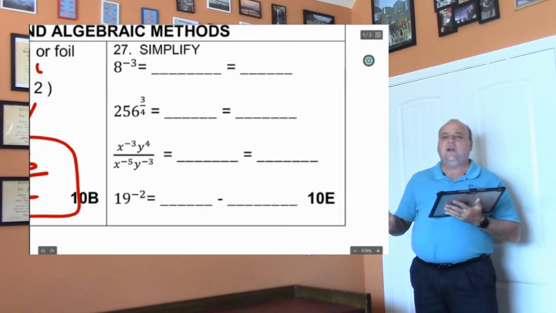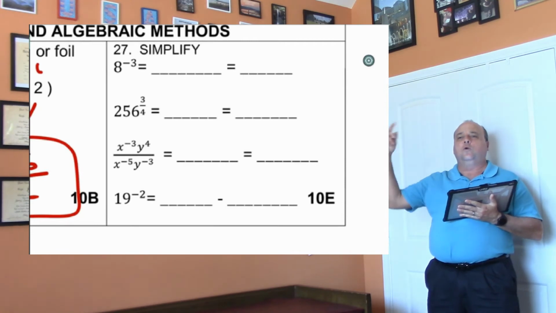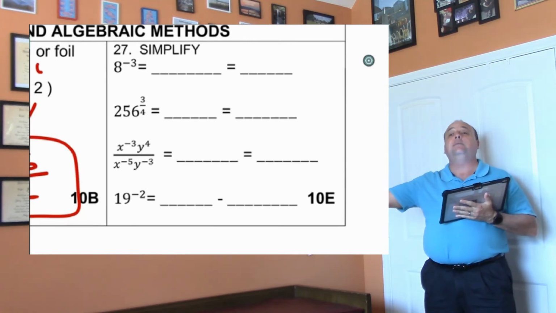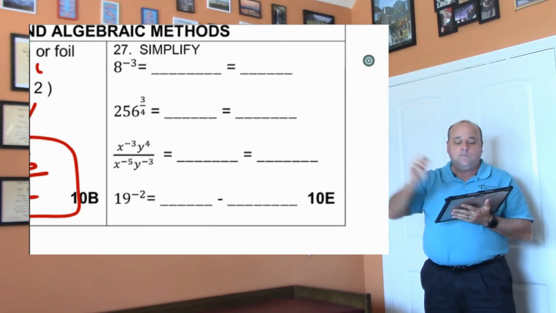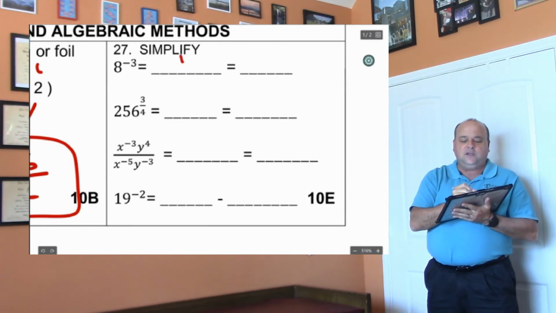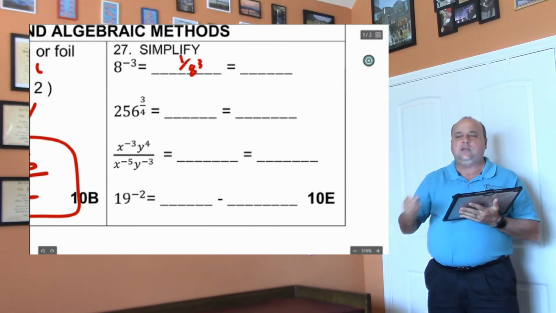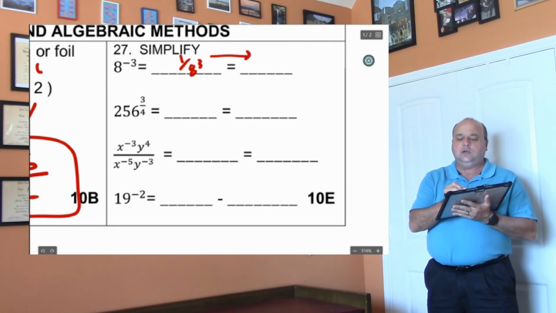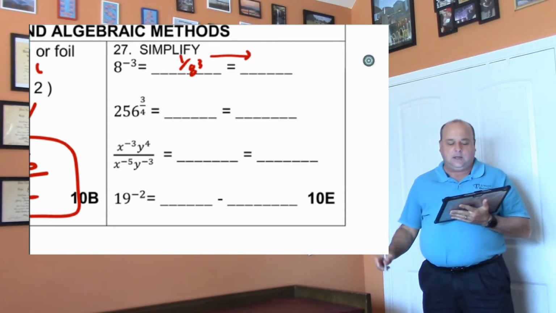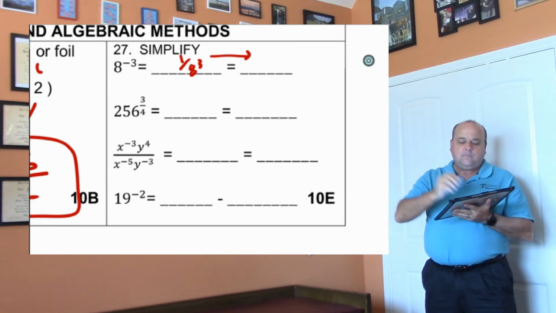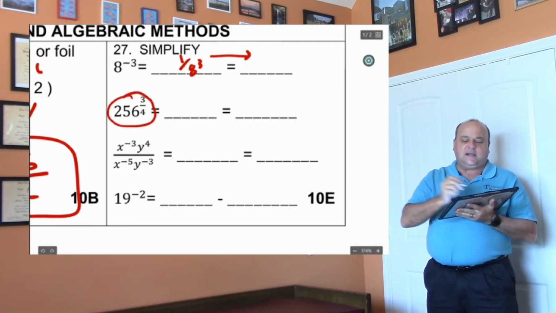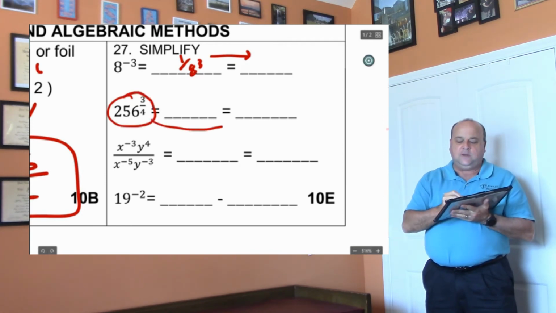And lastly, let's go to 27. This is the first time you've had problems like this. We're going to rewrite them with positive exponents, and I'm going to let you use the calculator, okay? So this one right here would turn into 1 over 8 cubed. And then I will let you use the calculator to get the answer, okay? On the next one, just type this into the calculator and go straight to the answer.